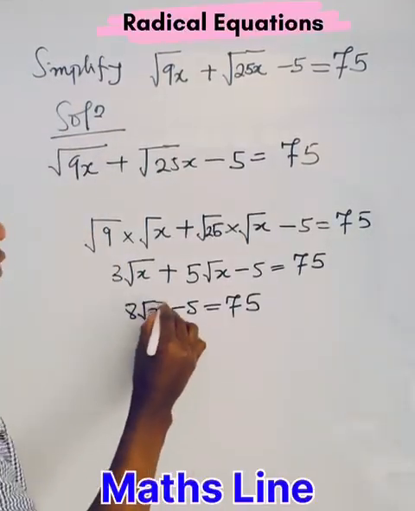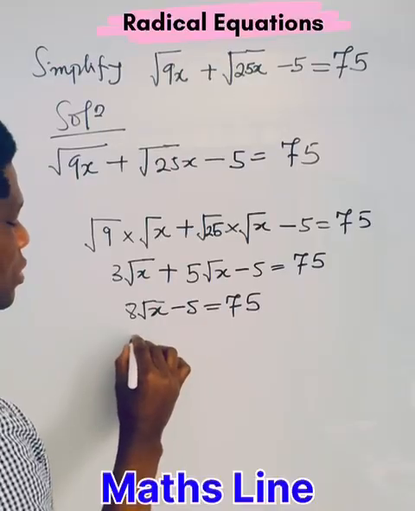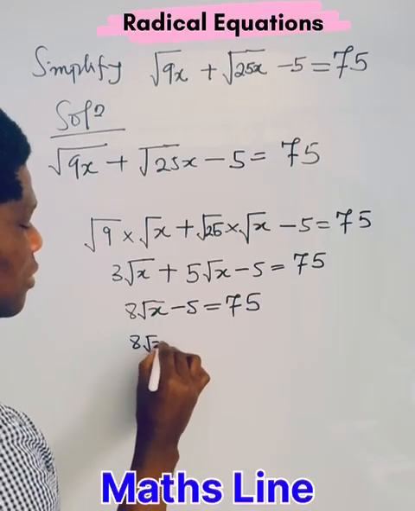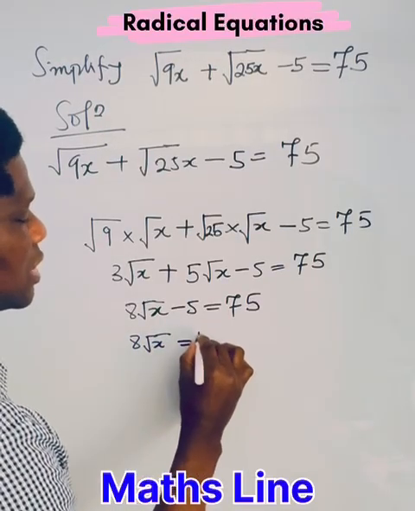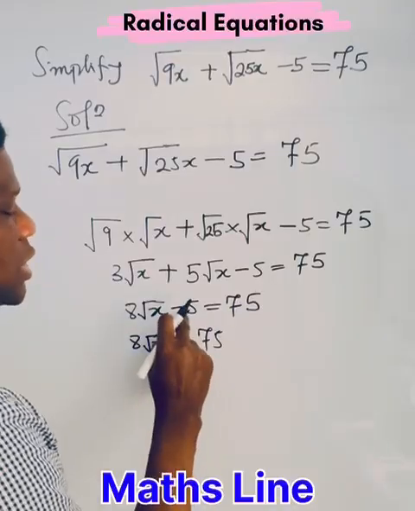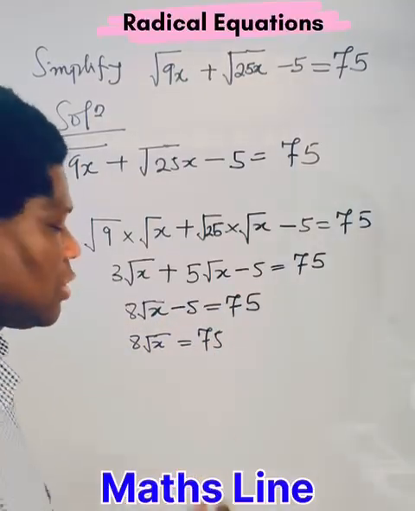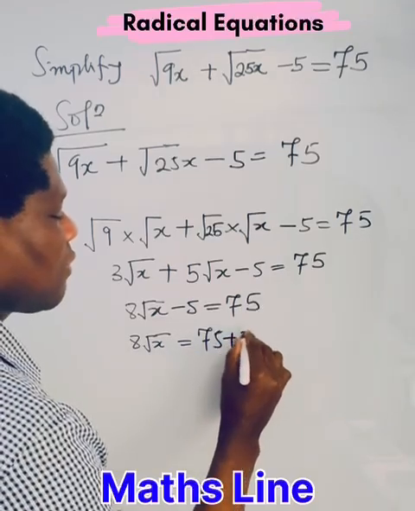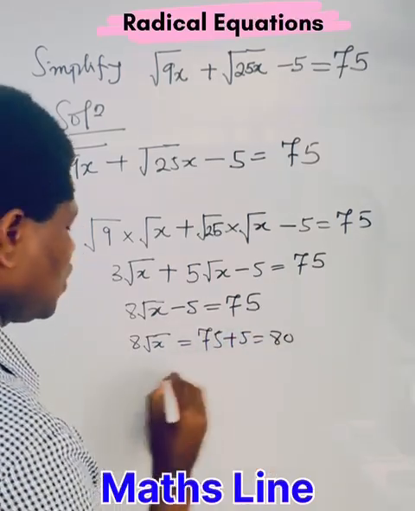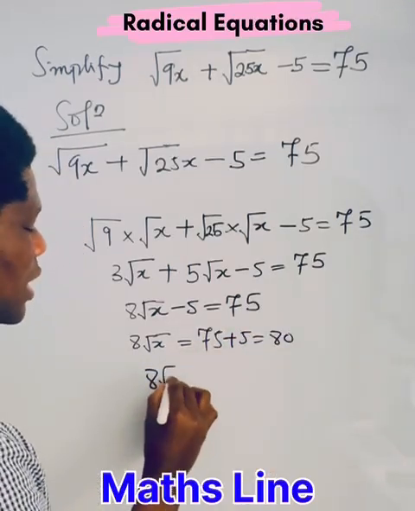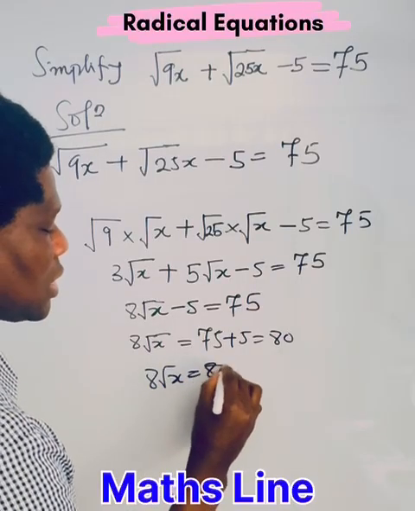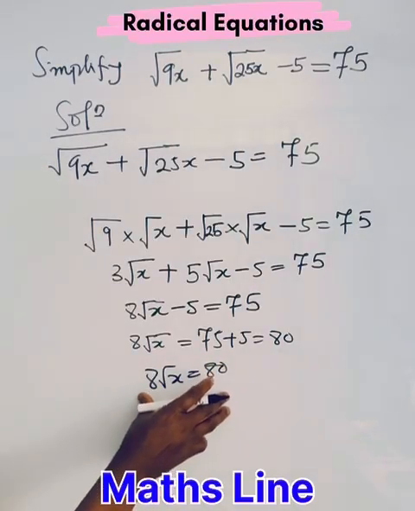So to do this, we say 8 root x is equals to 75. When this minus sign crosses the sign of equals to, it becomes a positive sign. So we can say 75 plus 5, and this will give us 80, which means that 8 root x is equals to 80. So what do we now do next?